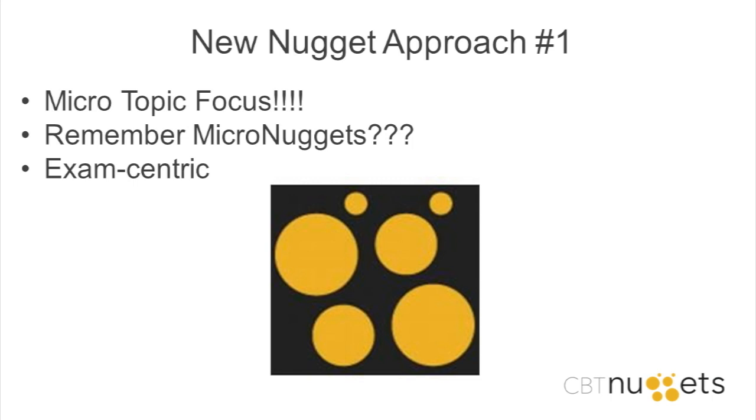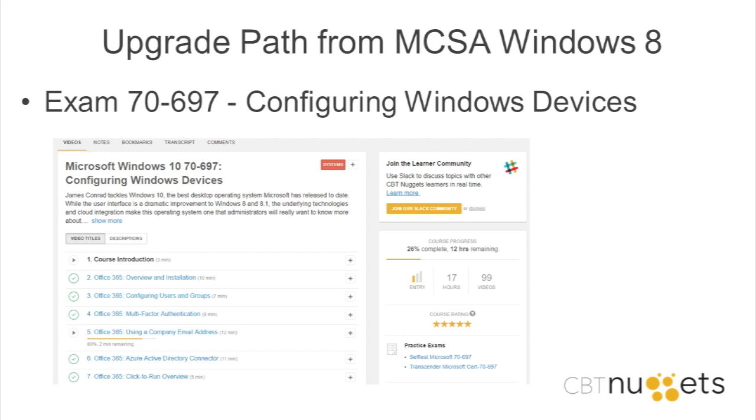This allows us to be incredibly exam-centric. We know there's all of these objectives that Microsoft gives us for these exams, and we can line up each nugget with that specific objective. Remember the one of two exams I told you has been out for a long time now? It's that Configuring Devices for Windows exam, 70-697. Well, as you can see here from our website, that is 99 nuggets. That's right, 99 nuggets of pure certification goodness.